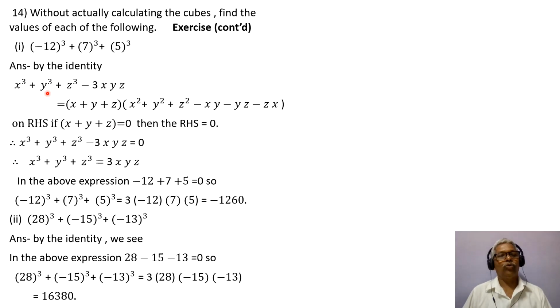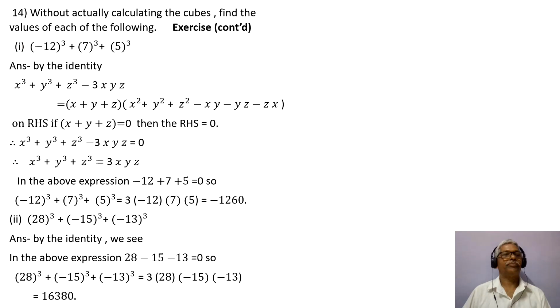We have to give this expression in every problem, so we have to write it here. I am jumping to this step. In the above expression, 28, minus 15, minus 13 is equal to 0. So 28 cube plus (minus 15) cube plus (minus 13) cube equals 3 into 28 into minus 15 into minus 13. Minus into minus will be plus, and this comes out to be plus 16380. Like that, this is very simple.